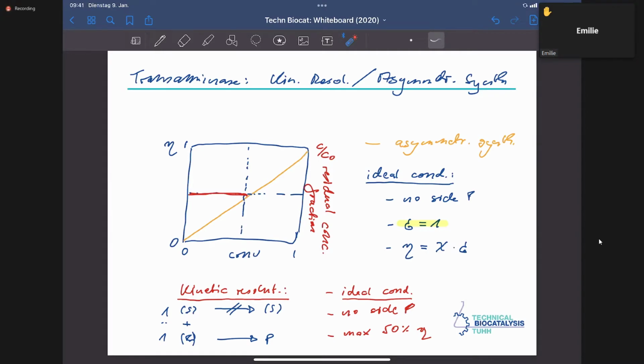Okay, that makes sense. I thought about it as you always look at substrate when you look at that plot. Okay, thank you. It's good to hear that what I say makes sense.